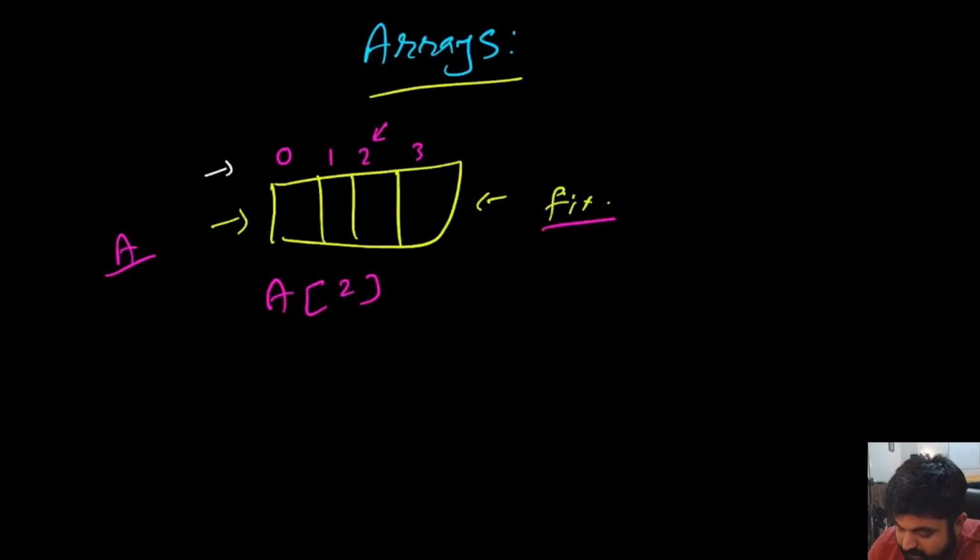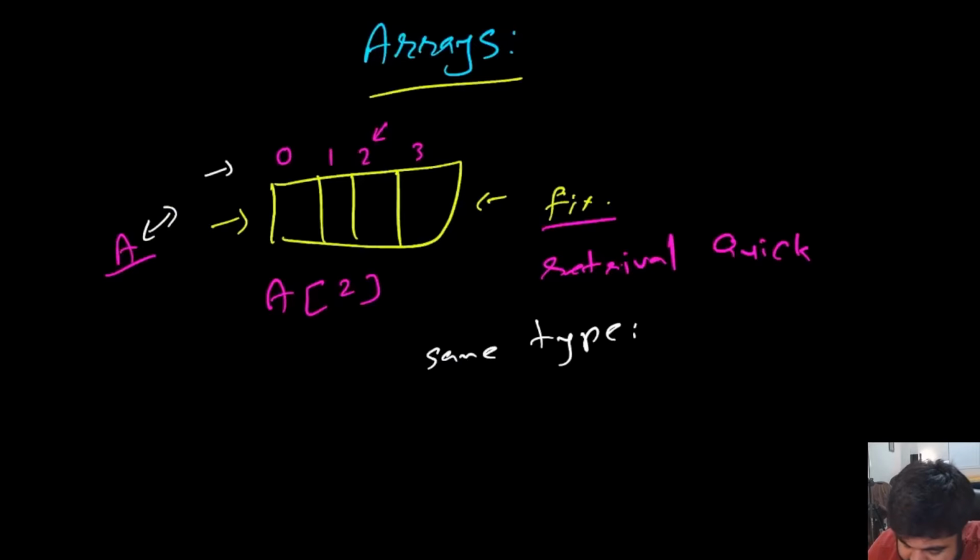So number 1, it is fixed size. Number 2, retrieval is quite quick. And on top of that, all the values that I'm trying to store inside this array A have to be of the same type. What do I mean by same type? Well, let's say that in this array I decide to store integer values. Then all of the values have to be numbers. I cannot store characters or booleans or any other values.